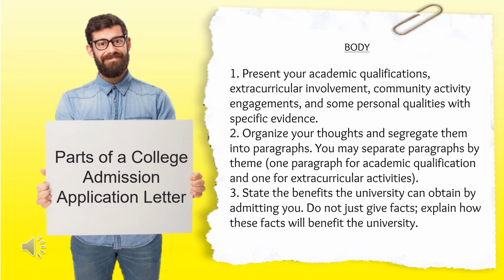Now let's have the second part of your college admission application letter, which is the body. In the body, you are going to present the following. First, present your academic qualifications, extracurricular involvement, community activity, engagements, and some personal qualities with specific evidence. Second, organize your thoughts and segregate them into paragraphs. You may separate paragraphs by theme, for example, one paragraph for academic qualification and another one for the extracurricular activities to make it more organized.